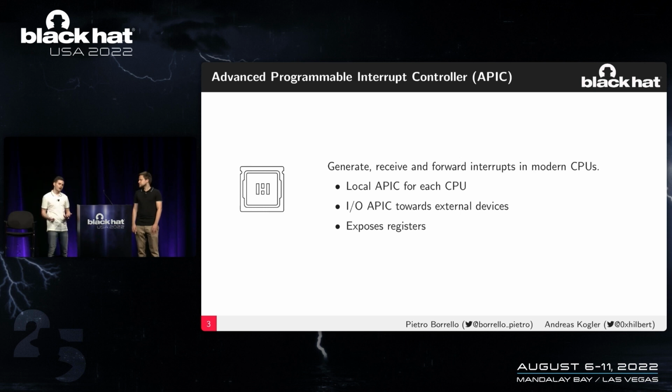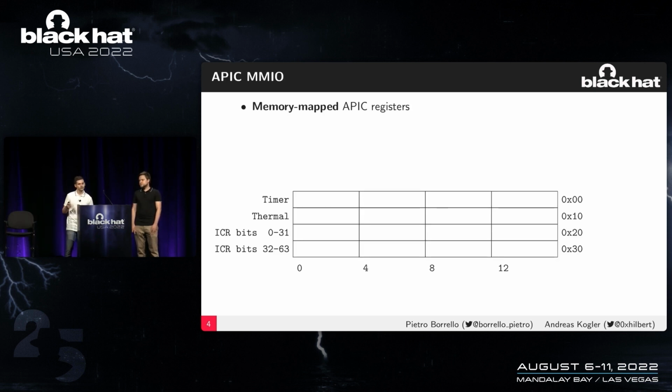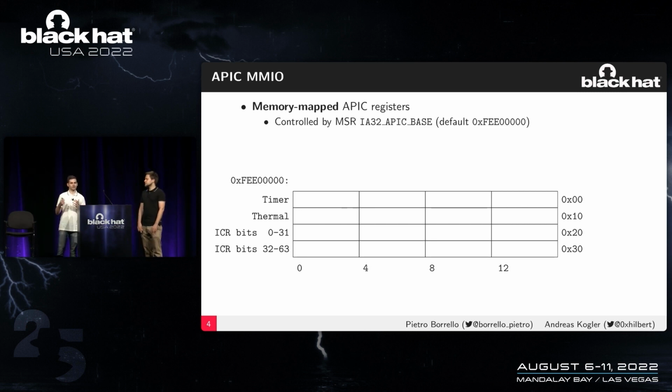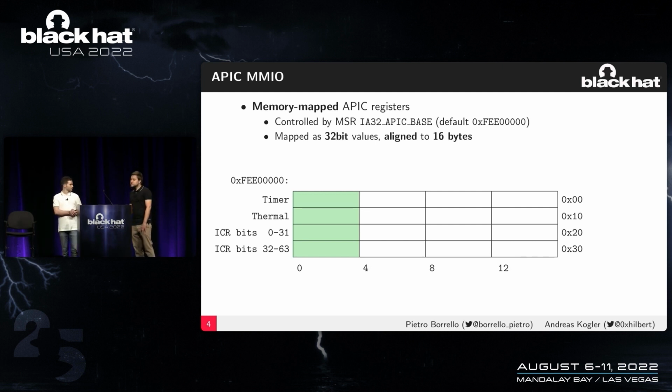You interact with the APIC with the APIC registers that by default are memory mapped. They are mapped on a region of physical memory that is controlled by an MSR, and they are all 32 bits and always aligned to 16 bytes. So wait, if they only have 32 bits and they are always aligned to 16 bytes, we have a lot of free space in the APIC range.